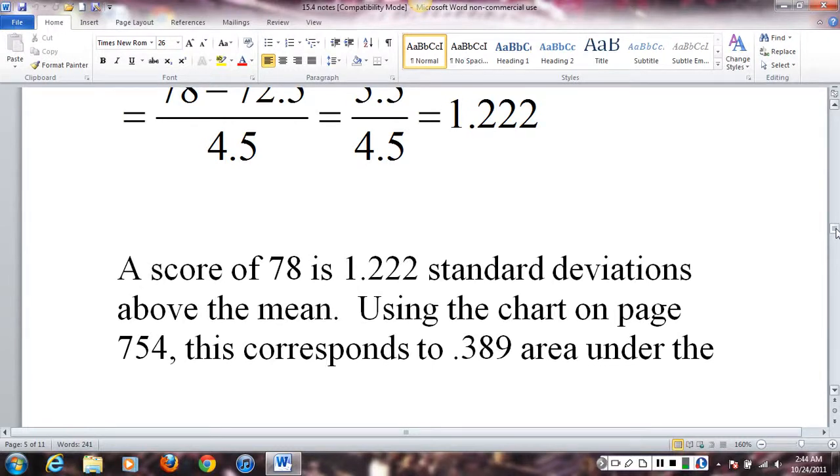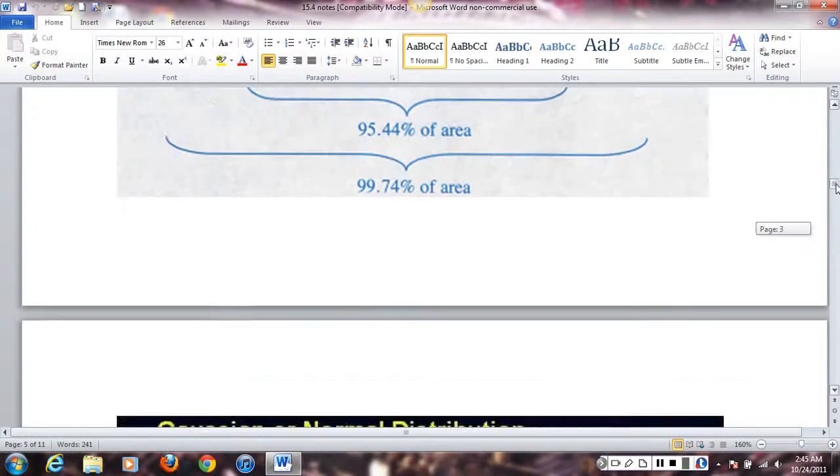So a score of 78, we say, is 1.22 standard deviations above the mean. That's what the z-score means. Obviously, if it was negative, it'd be that many standard deviations below the mean. So using the chart, we're going to estimate. For 1.22, if you look on your z column, it is the third column over, towards the top, and corresponds to 0.38 area. So that means it corresponds to 38.9% of the area under the curve, of the area in that normal distribution right in here.